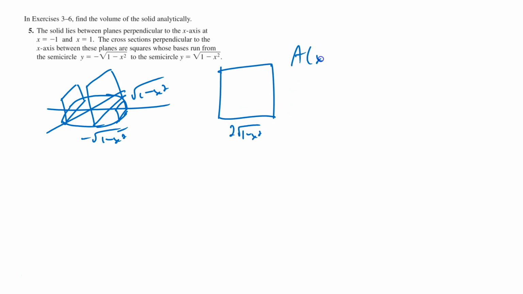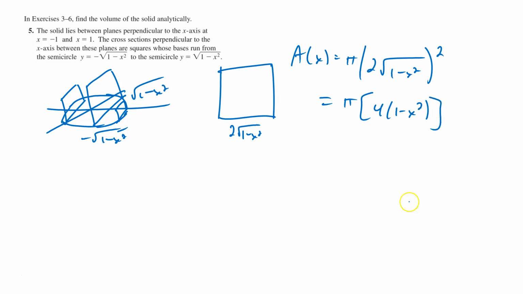So the area of one of these squares is going to be that whole mess squared. So 2 root 1 minus x squared, squared. That's 4 times 1 minus x squared. So if we write that prettier, it's 4 times 1 minus x squared. That's the area of one of them. So to find the entire volume, we have to integrate from -1 to 1.